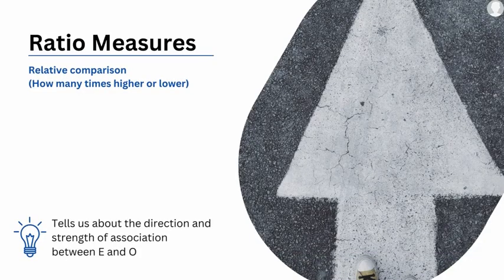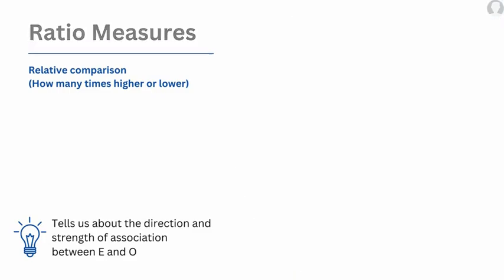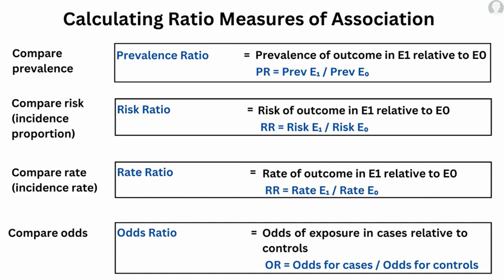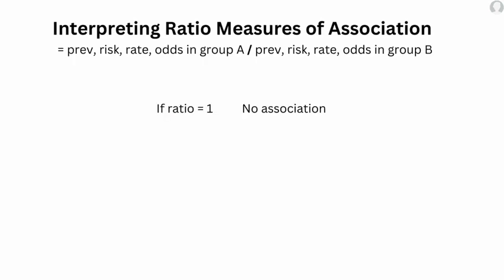Now, on to interpreting ratio measures, which provide a relative comparison of the 2 study groups. Here is a summary of how to calculate the ratio measures we will cover in this class. The baseline for interpreting a ratio measure is 1, because if we divide the measure of frequency in one group by the measure of frequency in another group, and these numbers are the same, we get 1. So a ratio of 1 means no association between the exposure and outcome.